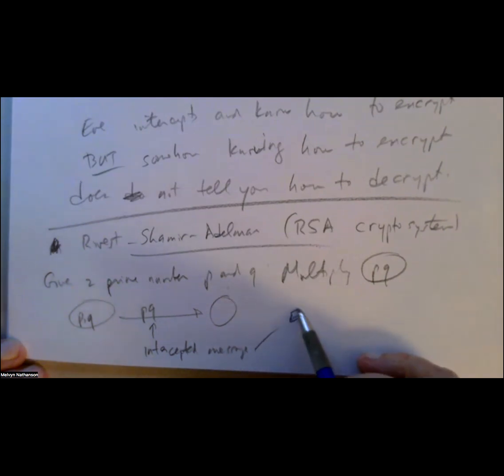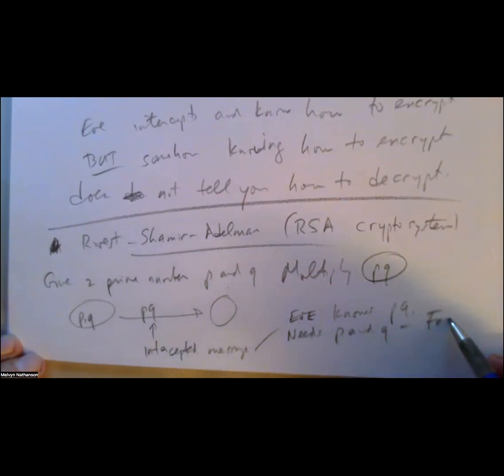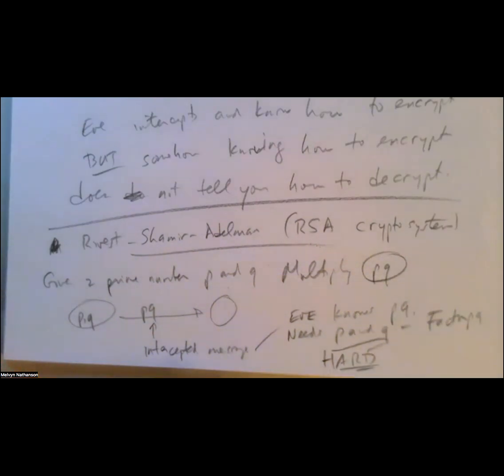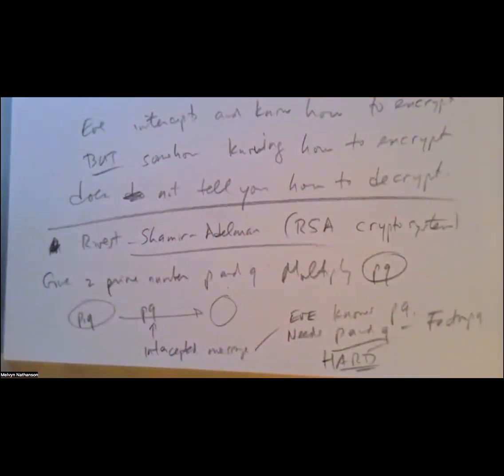So Eve, the spy who's trying to break into your system and see what you're doing, Eve knows PQ, but she needs P and Q. So the problem is to factor PQ to find the two primes, and this is hard. By hard, we mean not that it can't be done in enough time, but it can't be done in a million years with the fastest computers we now have. So it's basically an impossible problem.